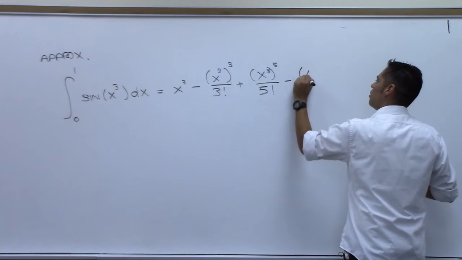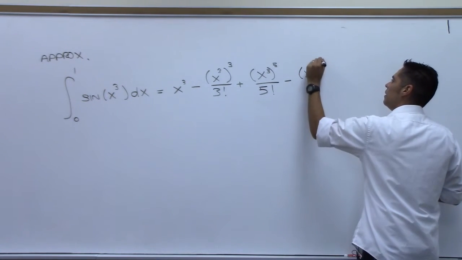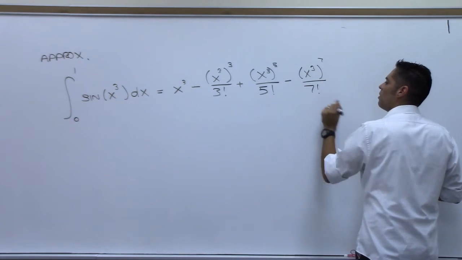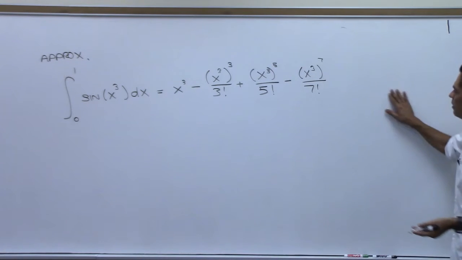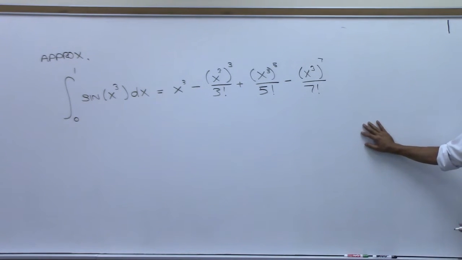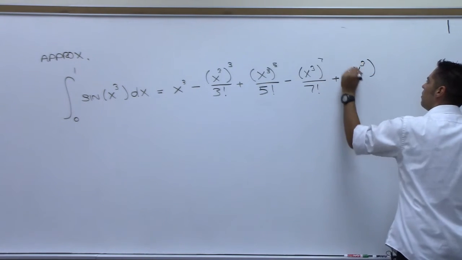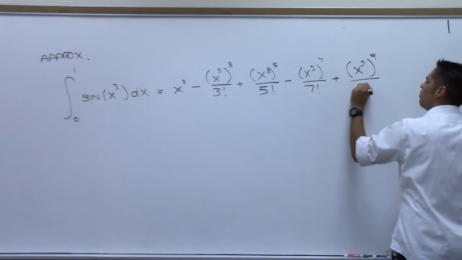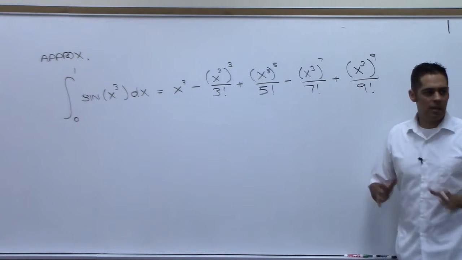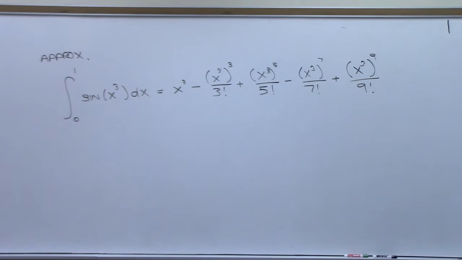Minus x cubed to the 7th over 7 factorial. And then how far do we want to go? Well, it's an approximation. So let's maybe just go one more. And the thing is, we can go as close, right? That's the whole point. We can go as good as you need me to go, right? As good as you need me to go, I can go.